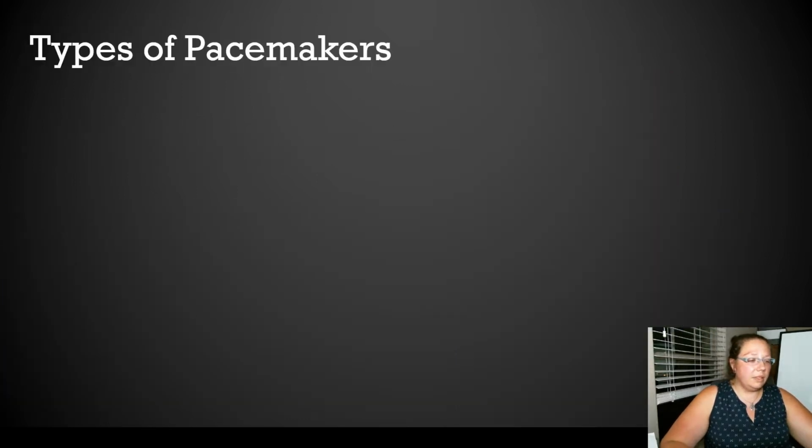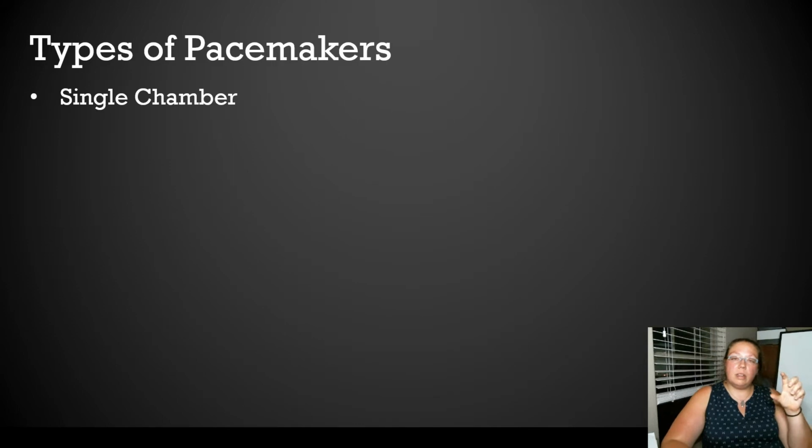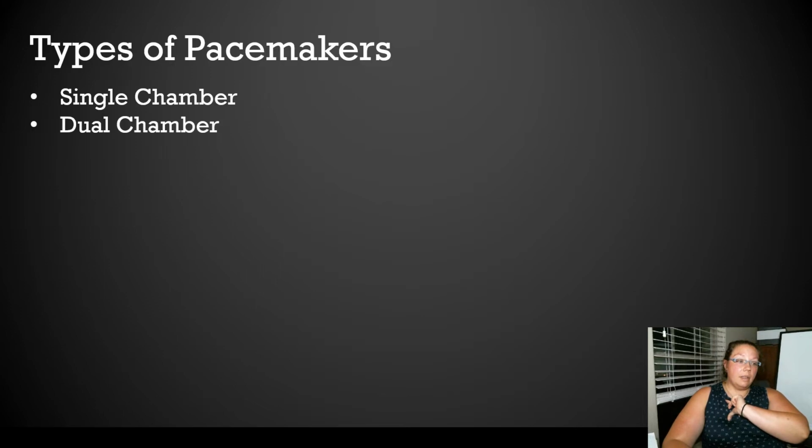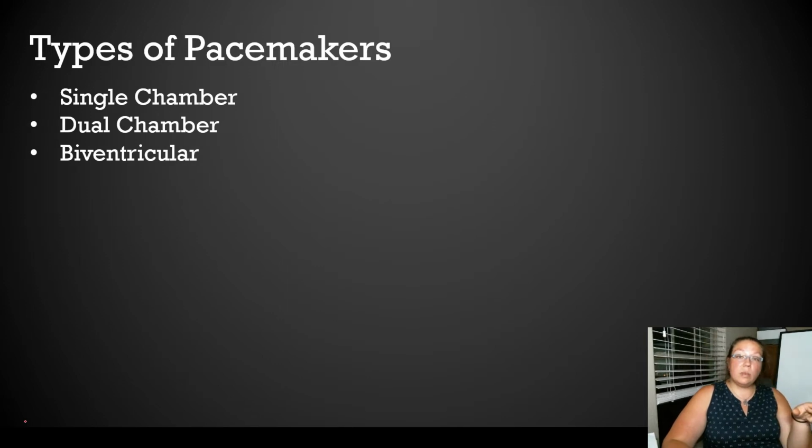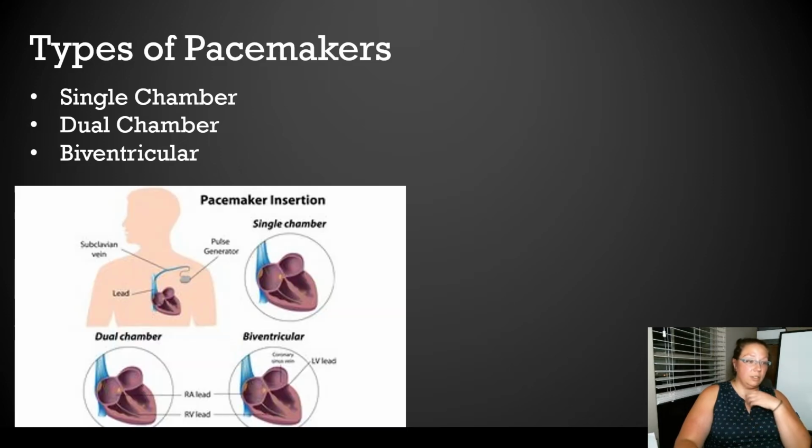So, types of pacemakers. We have a single chamber one, and that only deals with one part of the heart, the right atrium. We have a dual chamber, and that would mean that it has the atrium and the ventricle, so the right atrium and the right ventricle. We have biventricular, and those are the ones that we see in our heart failure patients because it delivers electrical impulses to both ventricles to keep them in sync. Sometimes you have all of them. You have the atrium and you have the ventricles.